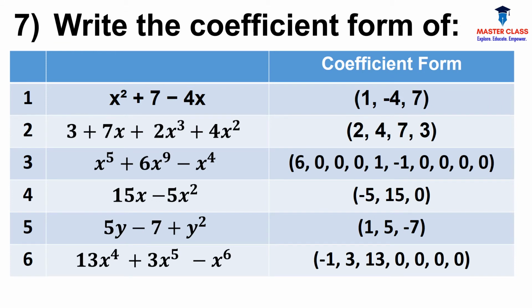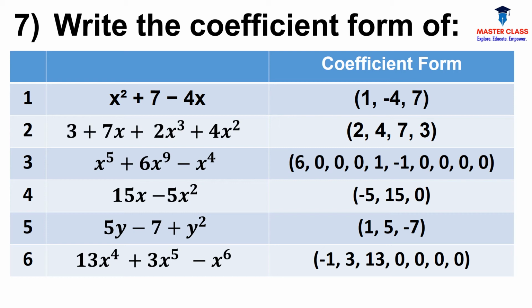In the next question, we have to write the polynomial in the coefficient form. To write a polynomial in the coefficient form, we must first arrange the polynomial in descending order of its exponents. We must now write the coefficients in brackets separated by commas. If any term is missing, we must write 0 in its place. The first polynomial given is x square plus 7 minus 4x. To write this in coefficient form, we must write 1, minus 4, 7. The polynomial 3 plus 7x plus 2x cube plus 4x square becomes 2, 4, 7, 3 in coefficient form.